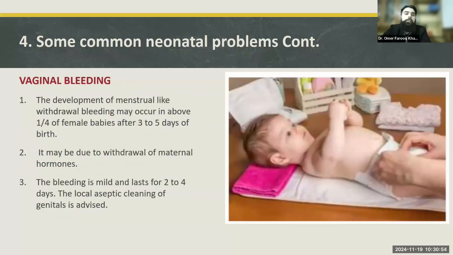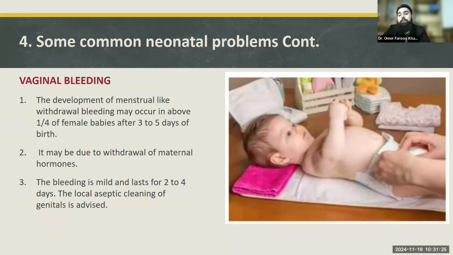Then vaginal bleeding. Vaginal bleeding is a feature that creates worry in female newborns. The development of menstrual-like withdrawal bleeding may occur in one-fourth of female babies after 3 to 5 days of birth. It may be due to withdrawal of maternal hormones. The bleeding is mild and lasts for 2 to 4 days. Local aseptic cleaning of the genitals is advised, so you need not worry about it.